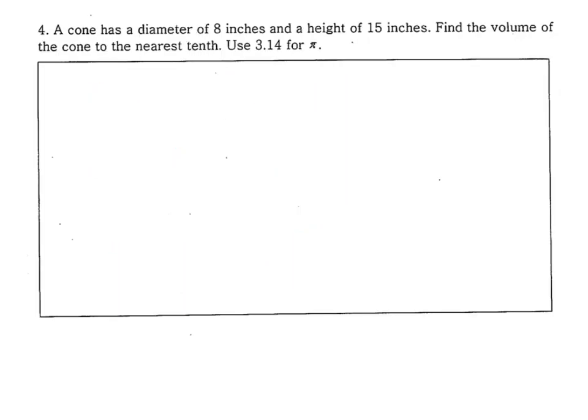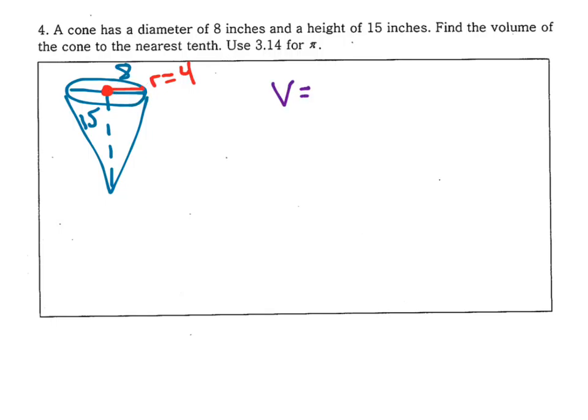Number 4. A cone has a diameter of 8 inches and a height of 15 inches. Find the volume of the cone to the nearest tenth. Use 3.14 for pi. There's my cone, my illustration. But what do I need? I need the radius, and that's going to be half the diameter. Don't forget that.